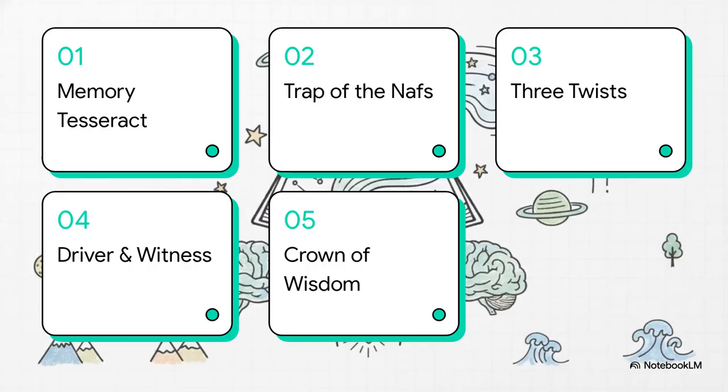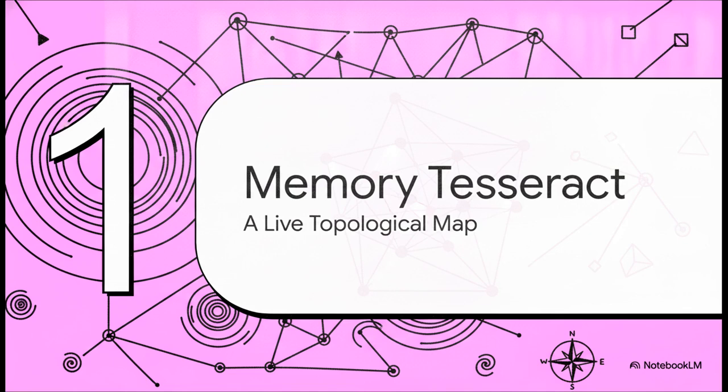Here's our roadmap for today. We'll start with the eternal memory tesseract, then look at the trap of the Nafs, followed by the three twists of escape, driver and witness united, and finally, the crown of wisdom. Section 1. The eternal memory tesseract.